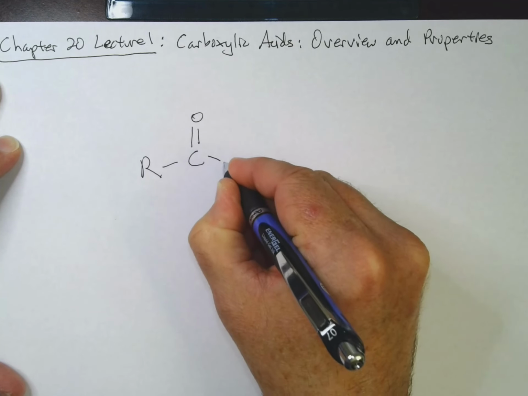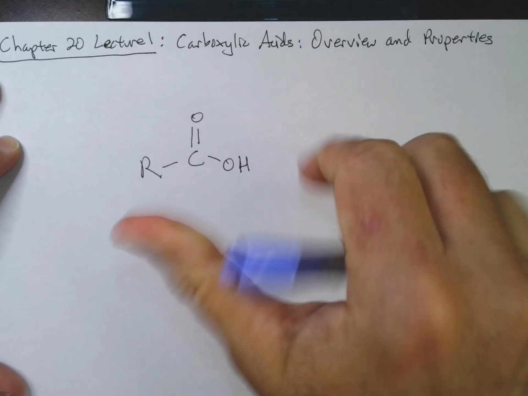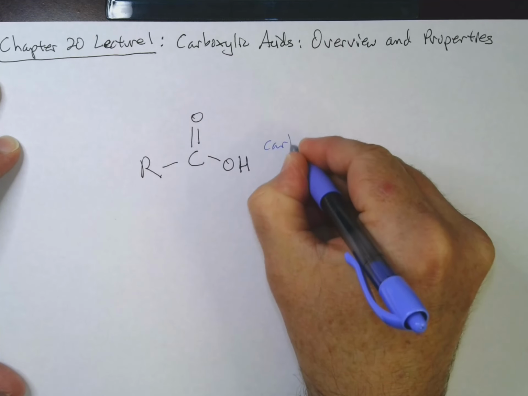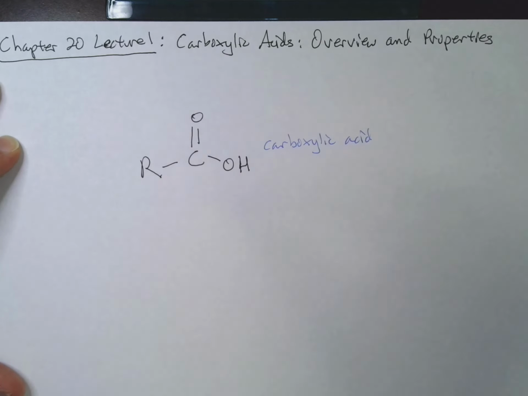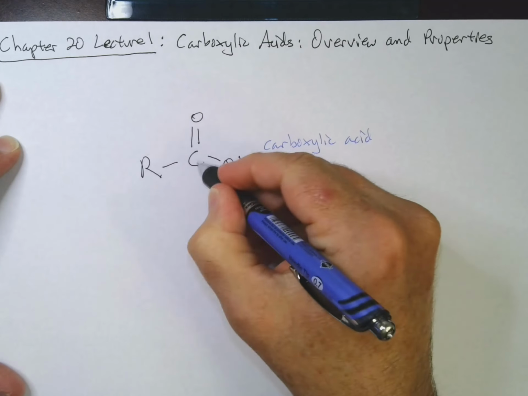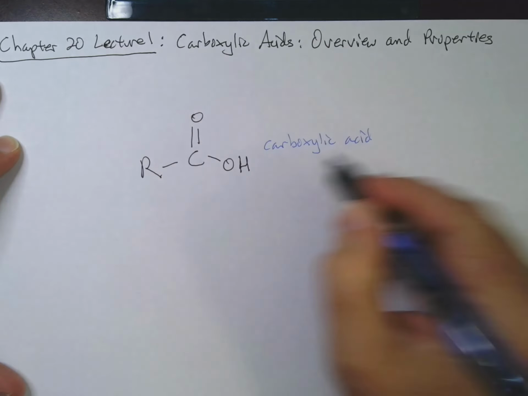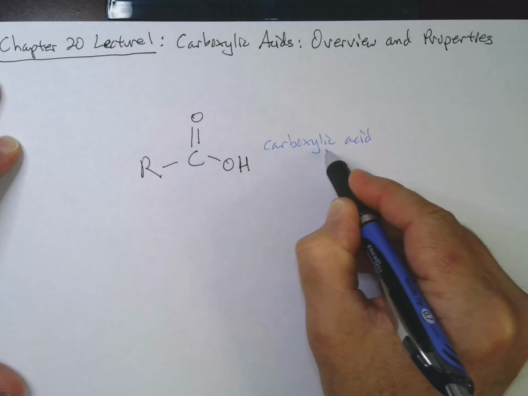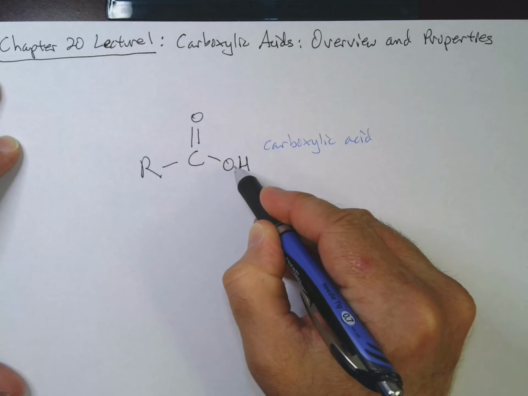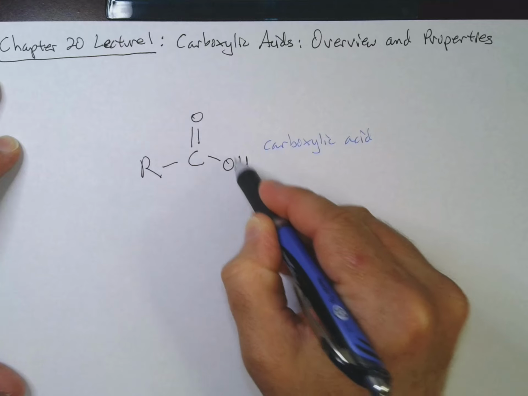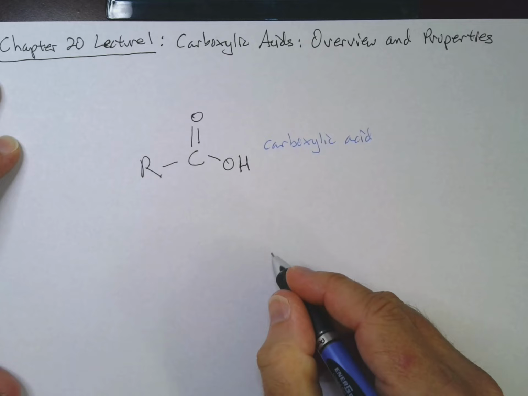look like the following. They have what looks like a carbonyl, a C double bond O, but also an alcohol, an OH. And that gives them their name, carboxylic. So the carbonyl and the hydroxyl form a carboxyl group. So they are carboxylic acids.